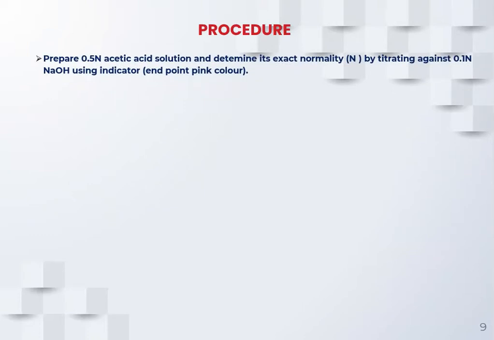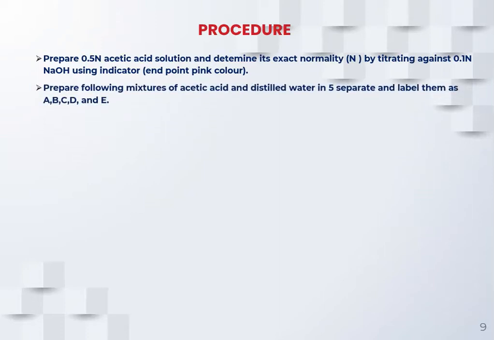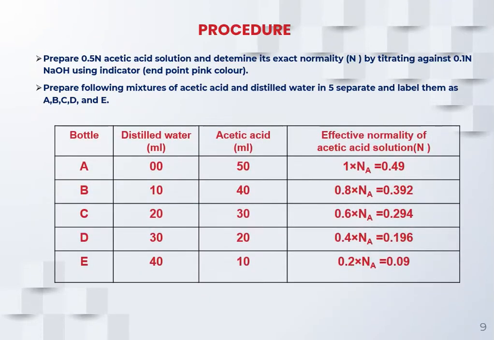Now we'll see the actual procedure of how to perform this experiment. First of all, you have to prepare 0.5 normal acetic acid and determine its exact normality by titrating it against 0.1 normal NaOH using phenolphthalein as an indicator. Then you have to prepare the following bottles, each having a different composition of acetic acid and water, so ultimately its normality will be different.